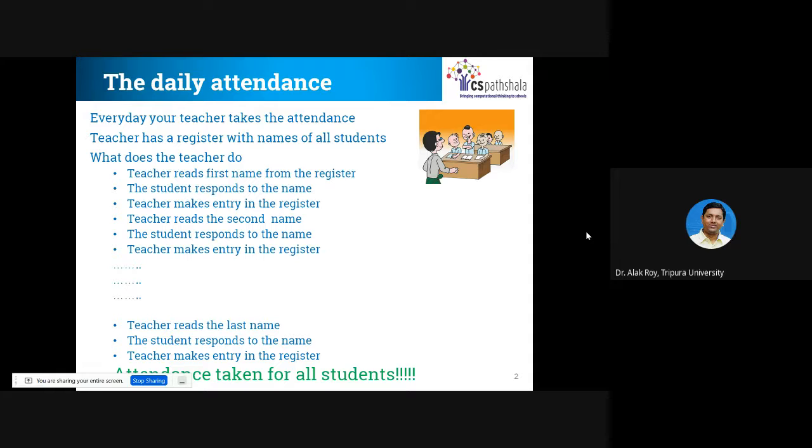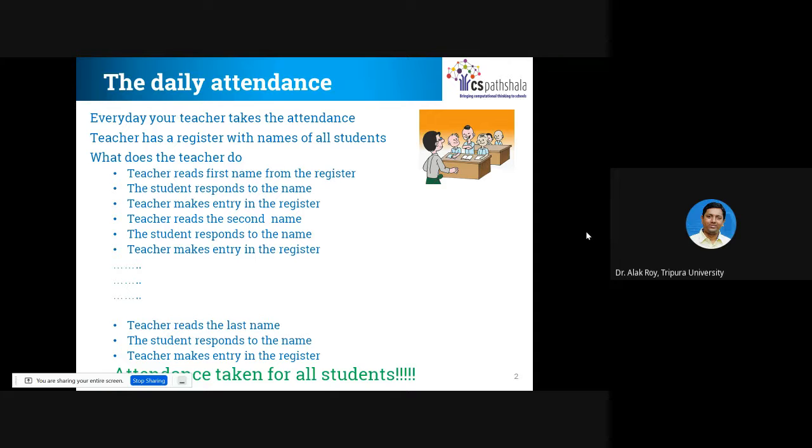So let's consider the daily attendance. Every day your teacher takes the attendance. These slides are from the students' point of view. The teacher has a register with names of all students. What does the teacher do? The teacher reads the first name from the register and the student responds to the name, and the teacher makes an entry in the register.